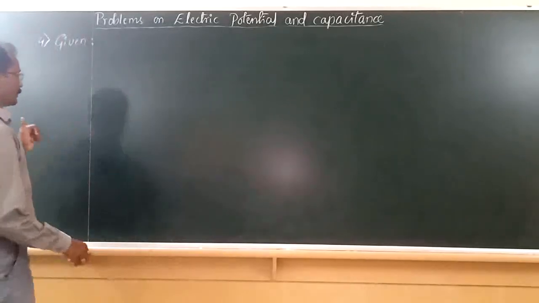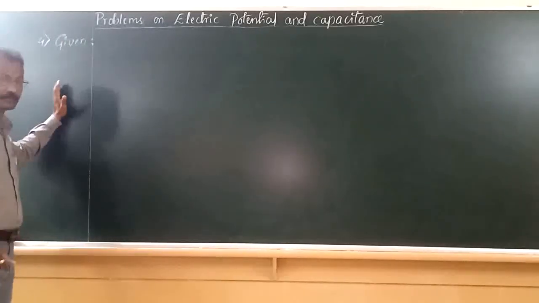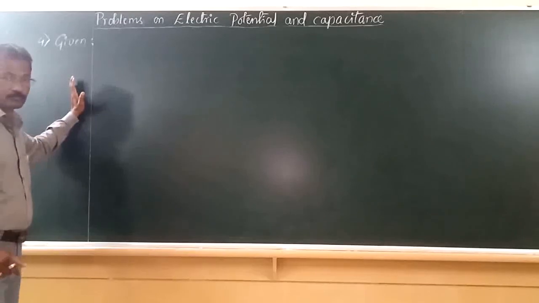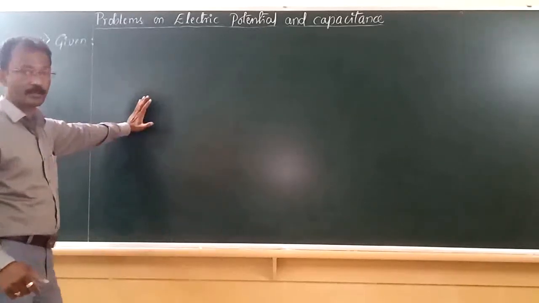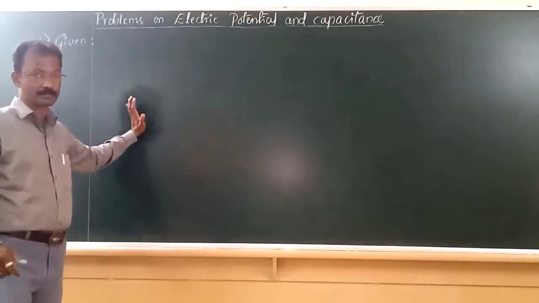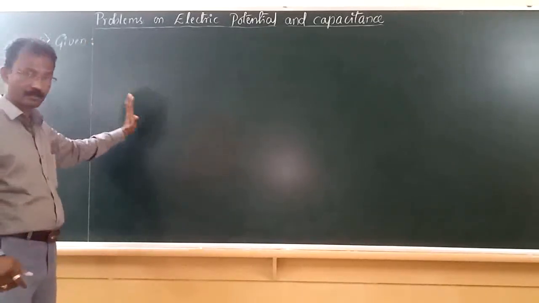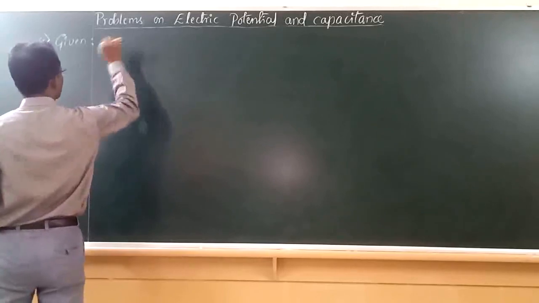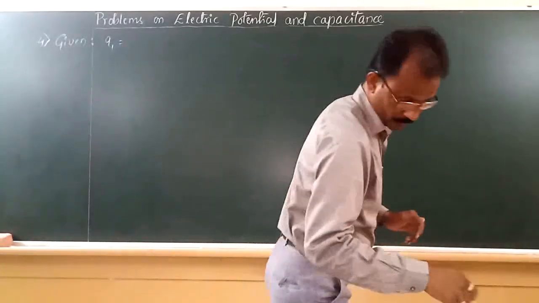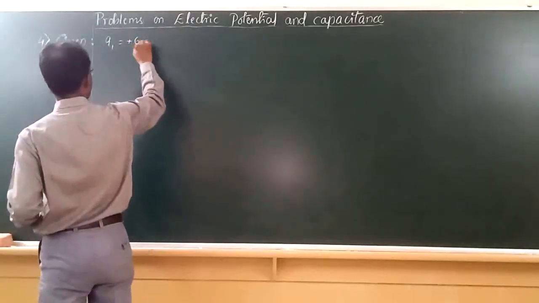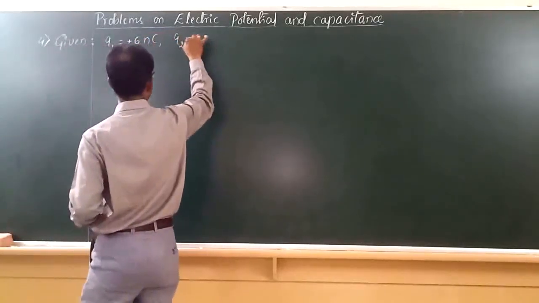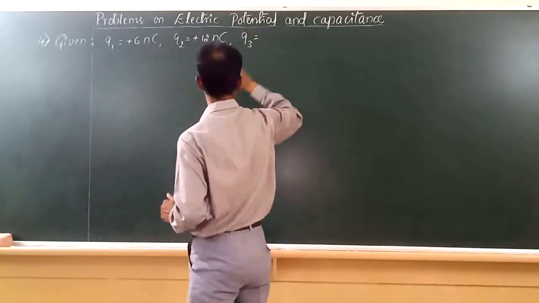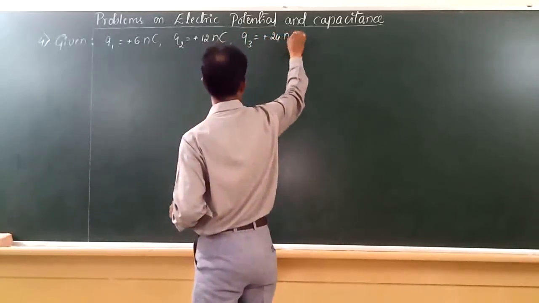In the first chapter, we do electric field, force and potential. To avoid confusion: field E equals force divided by charge, force F is the product of two charges divided by distance squared, and potential V equals charge divided by distance. Use the correct formula. Here Q1 is equal to plus 6 nanocoulomb, Q2 is equal to plus 12 nanocoulomb, nano means 10 raised to minus 9, and Q3 is equal to plus 24 nanocoulomb.